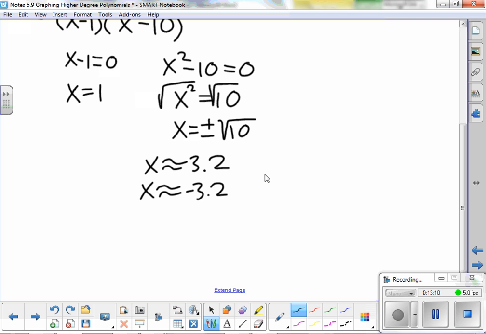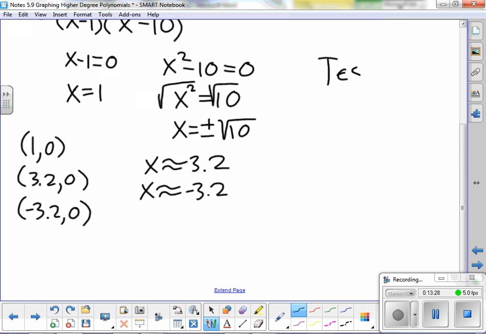Okay, those are your x-intercepts. If you would like, you can put them as points. That way it can be a little bit more clear what they are. So we've got 1, 0. We've got 3.2, 0, and negative 3.2, 0. All right, so now for our test points. That way we can figure out what's happening between our x-intercepts. So we've got 3 of them.